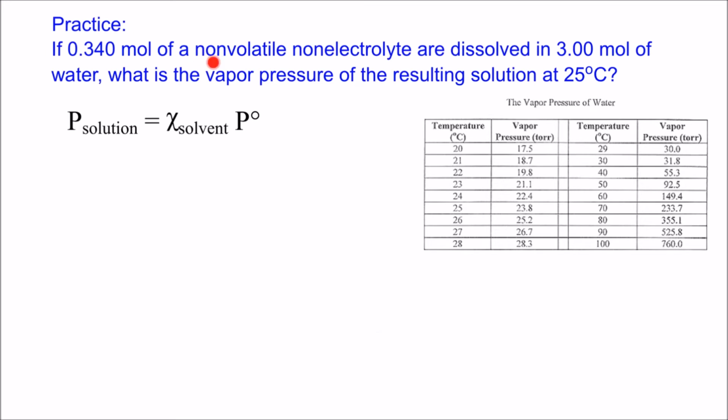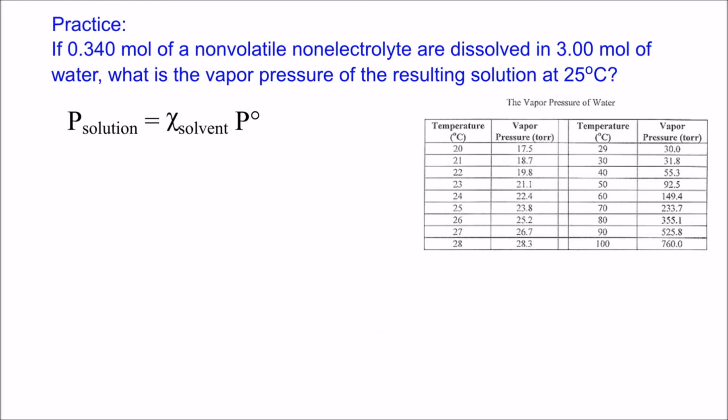Now in this case, since we have a non-volatile solute, that means that all of the vapor pressure above the solution is going to be due to the solvent. In this case, water is the solvent. So we're only going to plug in information about water. So we need water's mole fraction and we need the vapor pressure of water at this temperature. Now we know how to do the mole fraction. We're going to do the moles of water over moles of everything. And then the vapor pressure of water at 25 degrees Celsius is 23.8 torr.